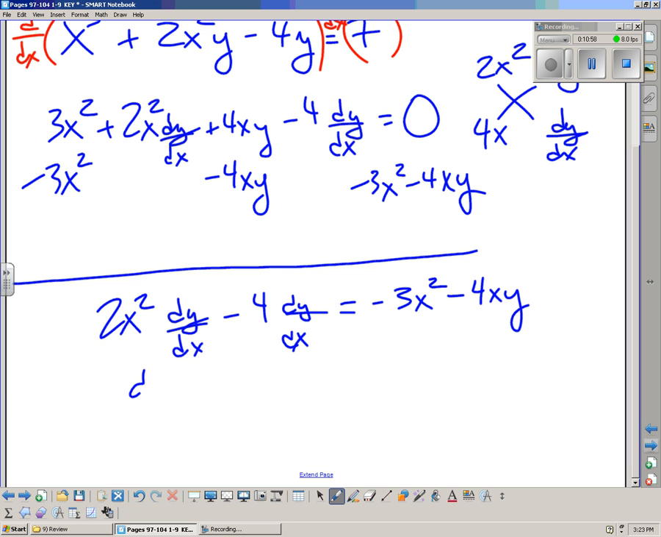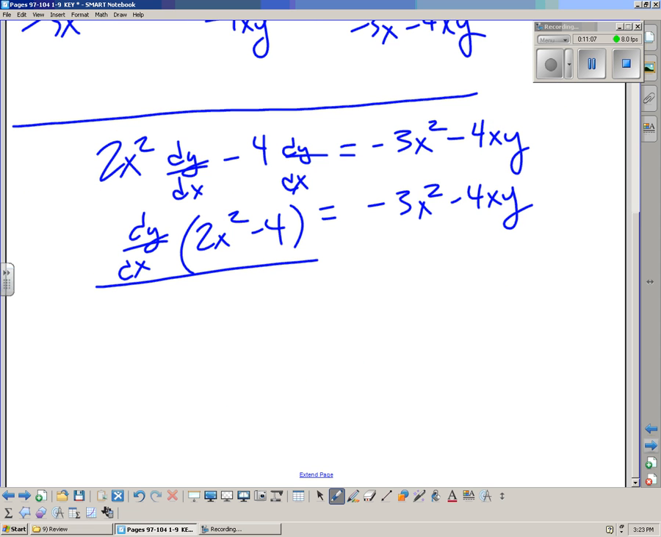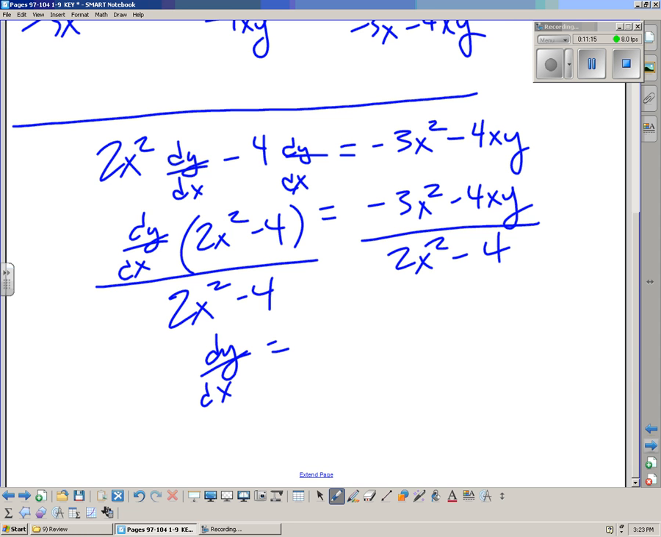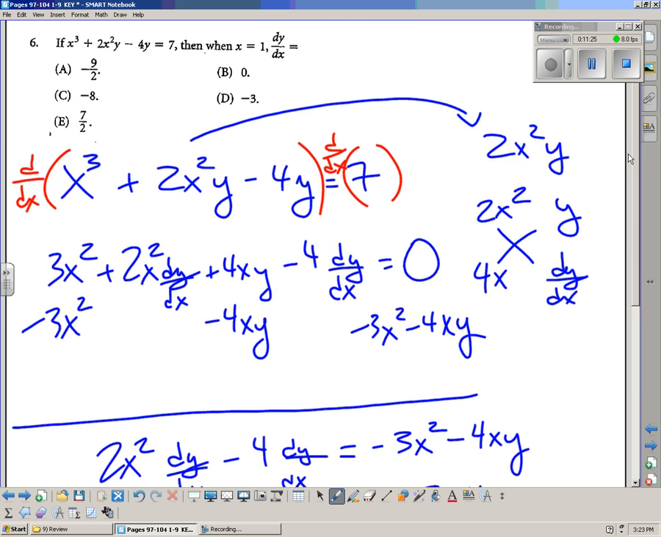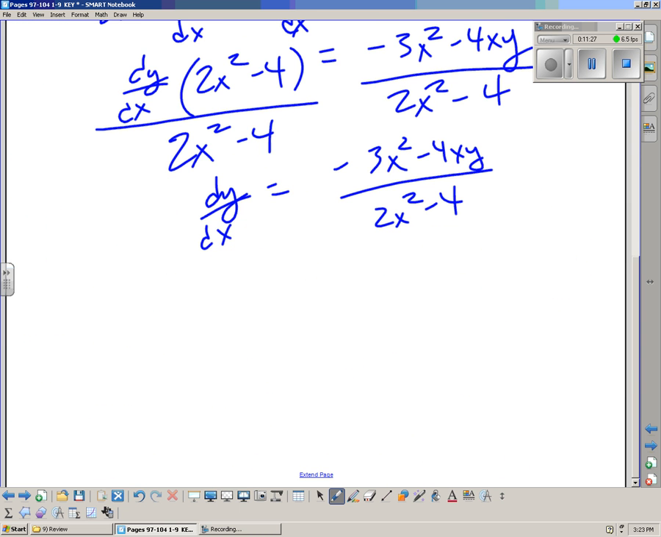And so we can factor out our dy dx and divide. The dy over dx is negative 3x squared minus 4xy over 2x squared minus 4. So here's my dy over dx. They want it when x is 1. So when x is 1, I hope you see we're going to run into a little problem here.